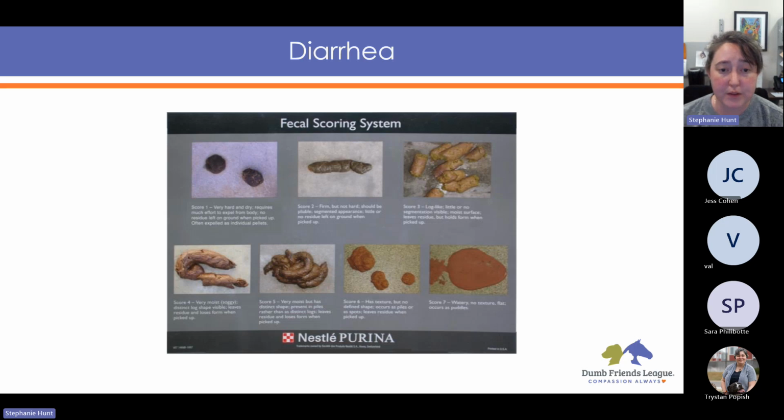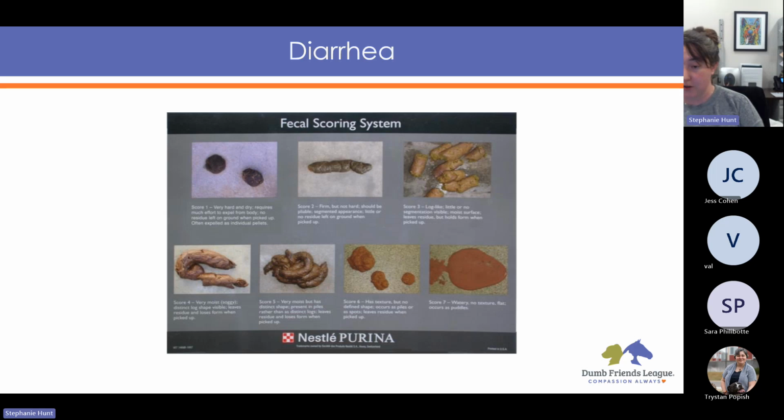I would say with the fecal score like 2 to 5, we see a range of that within the shelter. And for the most part, we think that's normal. So it can be anywhere between a 2, 3, 4, or a 5 without causing concerns. A lot of times when we are starting diarrhea, what we're looking for is that fecal score 6 or 7. So it has texture, but it's not a defined shape. It occurs in piles or in spots. It leaves residue when you try to pick it up, or it's watery. It's a puddle. It looks like a cow pie.